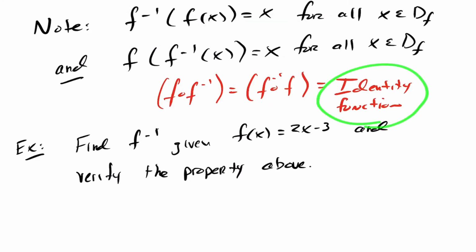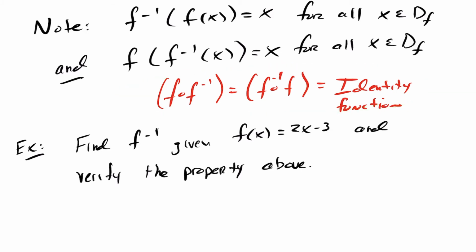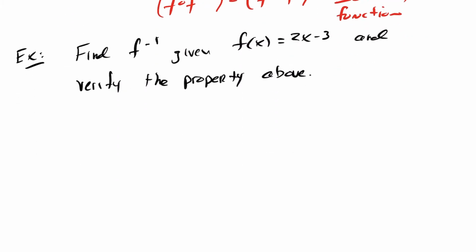And again, the reason they call it the identity function is that when f composite f inverse, or f inverse composite f, acts on any input, it just gives you that input right back out. So they call that the identity function. This is a common property of all invertible functions. So anytime you calculate your inverse and that inverse is defined on that domain, it has this property right here. Let's take a look at applying this property to an example.